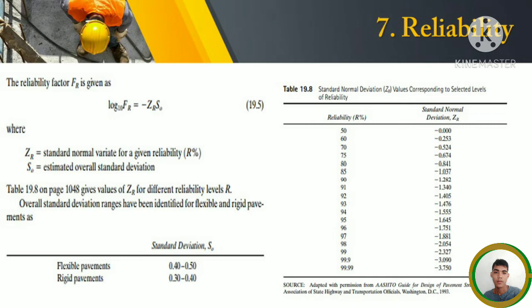Now, in computing the reliability factor, F sub R is given as: log base 10 of F sub R is equal to negative Z sub R times S sub O, where Z sub R is the standard normal variate for a given reliability R%, and S sub O is the estimated overall standard deviation. This standard deviation we get from Table 19.8, also presented on this slide.